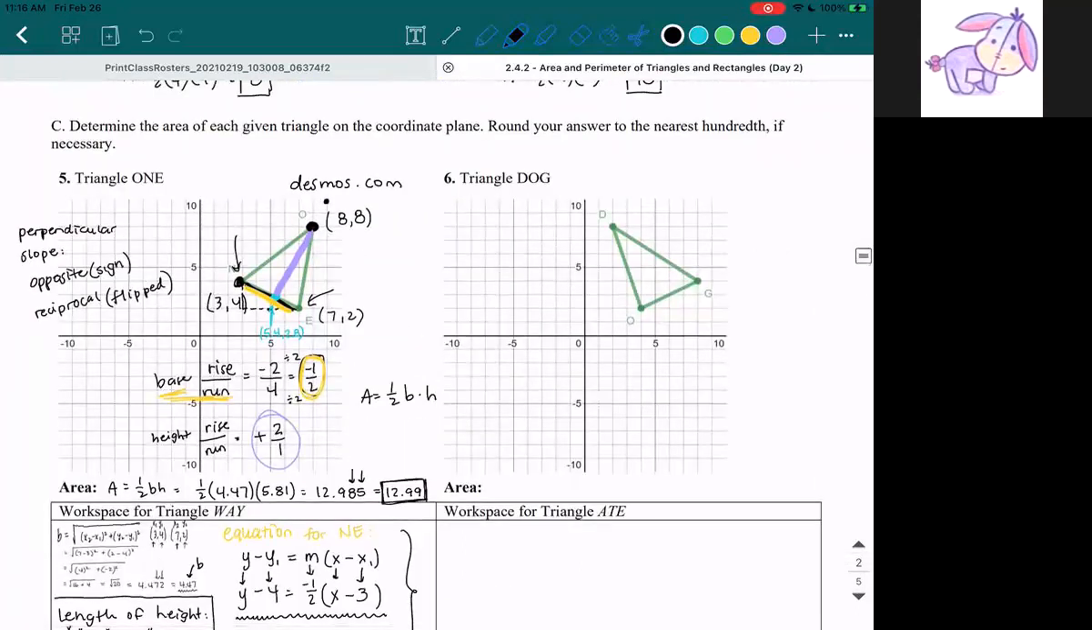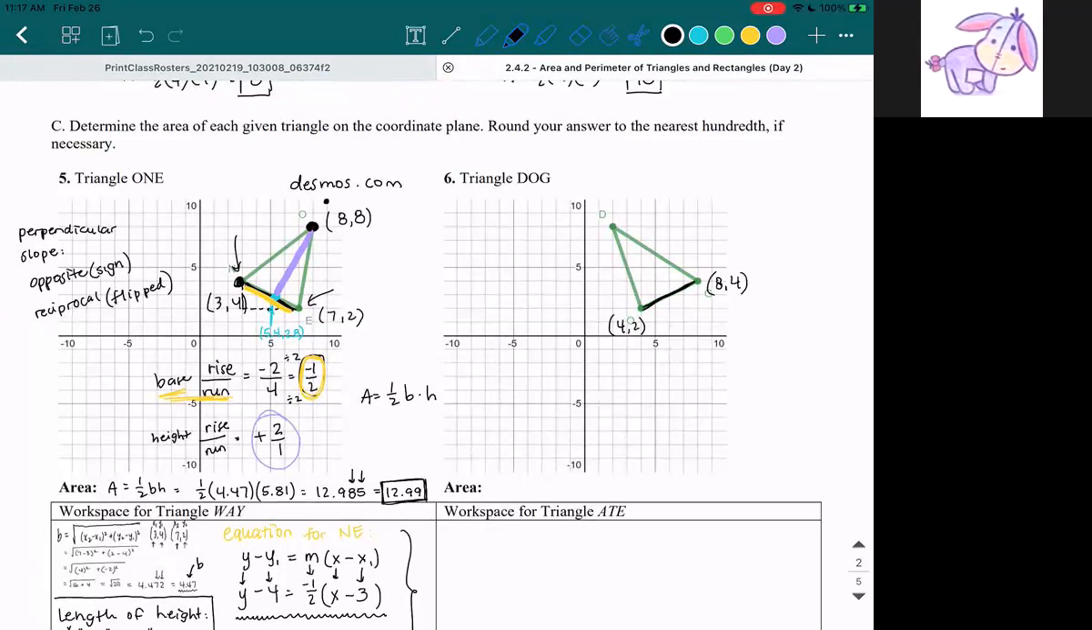So now we have to find the area of triangle DOG, D-O-G. Let's take a look at which one we want to be our base. I think it'd be easy to have this one be our base just because it's the closest to looking horizontal. So this is going to be my base. And so we can start off by finding the length of our base. So what are the 2 points here? This is 4, 2. And this one is 8, 4.